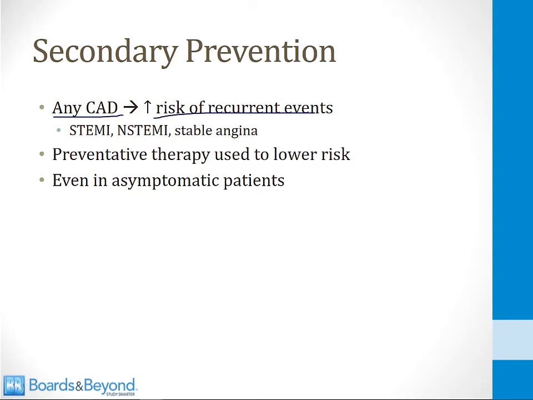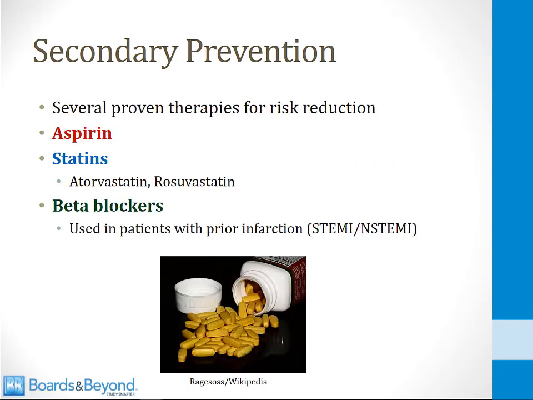Patients who have had one coronary episode are at risk for STEMI, NSTEMI, and development of stable angina later in life. For this reason, we usually administer aggressive preventative therapy to lower the risk of subsequent events. We even do this in asymptomatic patients. So patients who have been revascularized and have no angina still need therapy to lower their risk of secondary cardiac events. There are a number of proven therapies, but the main ones are shown in this slide.